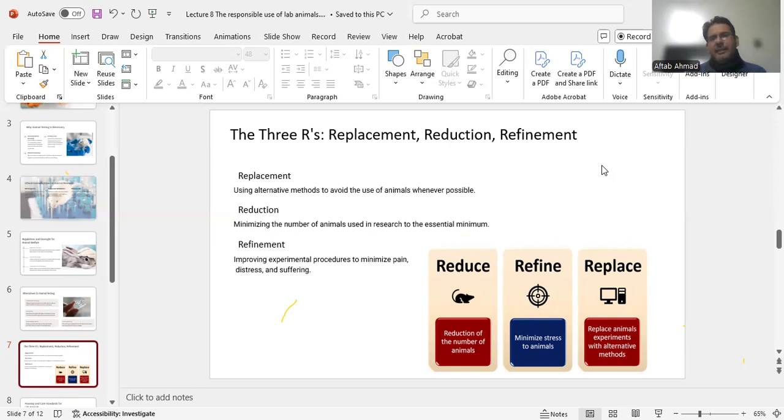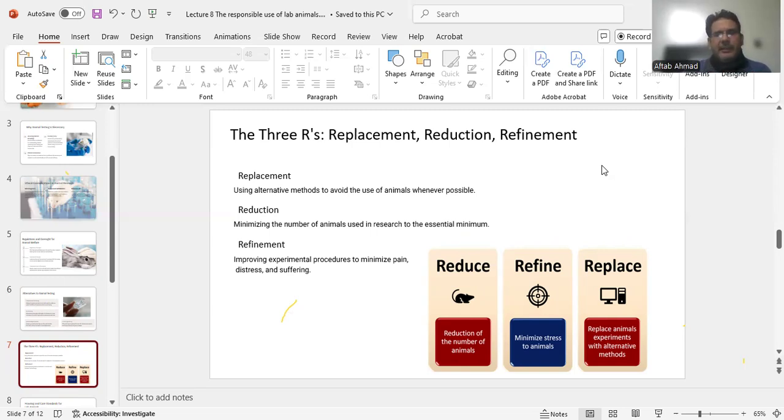So reduction means, just like I have given you the example in the previous slides of one of the work that I was doing in University of Alabama in Birmingham. So this is how we can also reduce the number.